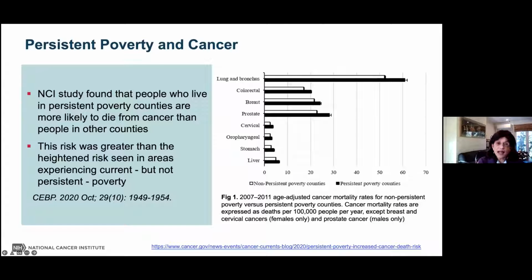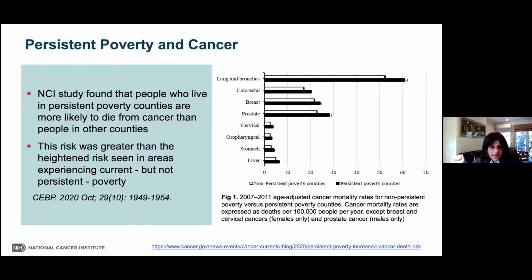So what we actually found in a study that we did with CEBP, which was published in 2020, was overall people in persistent poverty counties tend to have a higher mortality than people in non-persistent poverty counties. The other paper, which we're working on and actually just finishing up, follows up on this and looks at persistent poverty, rurality, and race.